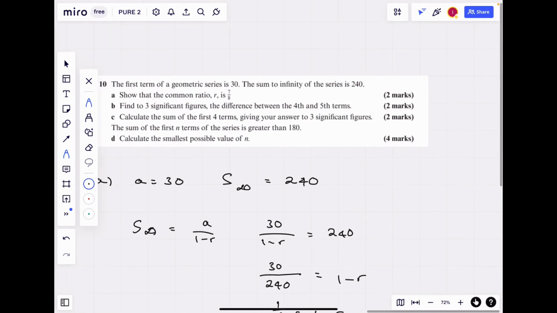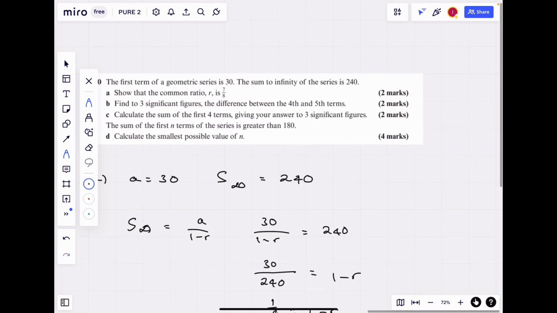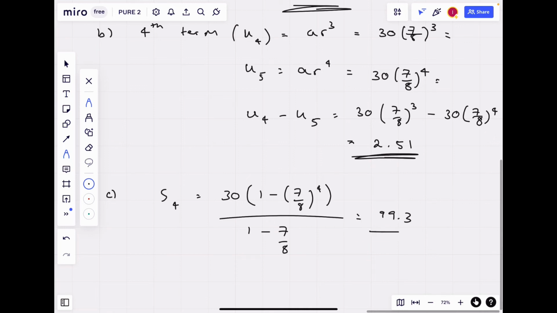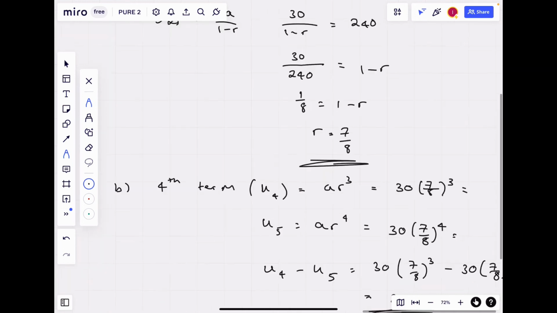Cool. Part C. Calculate the sum of the first 4 terms, giving your answer to 3 significant figures. Okay, it's a geometric series. We want S4. And our r is less than 1. 30 bracket 1 minus 7/8 to the power of 4 over 1 minus 7/8. Nice and easy. You get 99.3 after plugging it in the calculator.